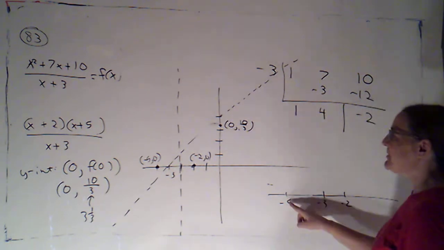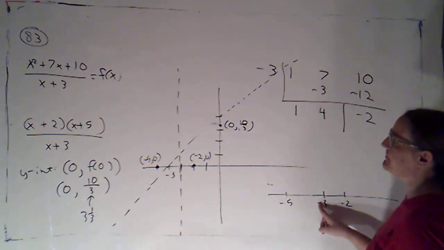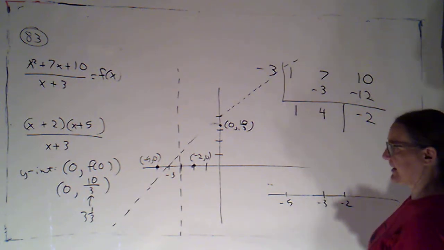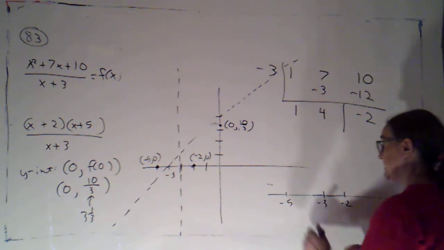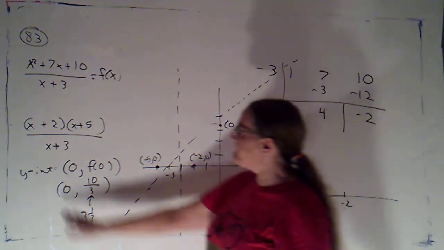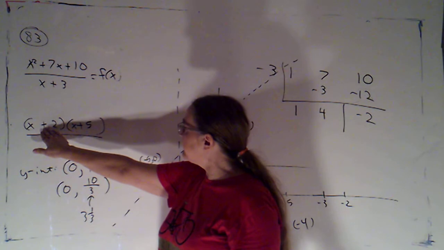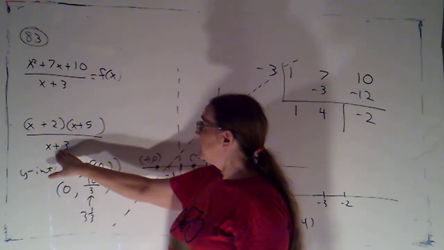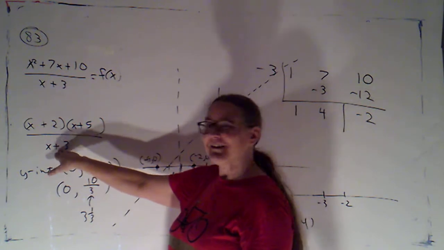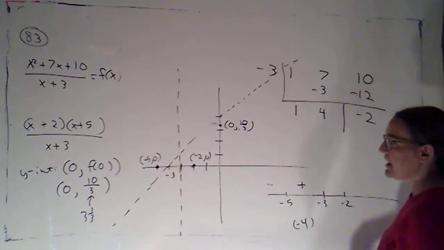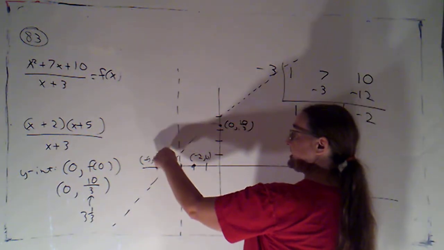Okay, between -5 and -3, I don't actually have any information there, so I'm going to need to pick a test point. Let's just pick -4. If I plug in -4, this will be negative. X plus 5 would be positive. This would be negative. Two negatives and a positive are going to make it positive. So we will cross above the x-axis here.